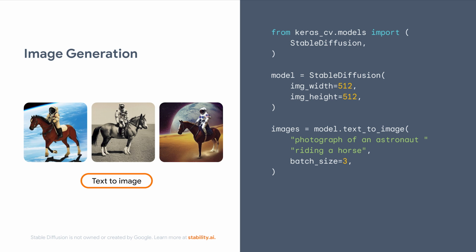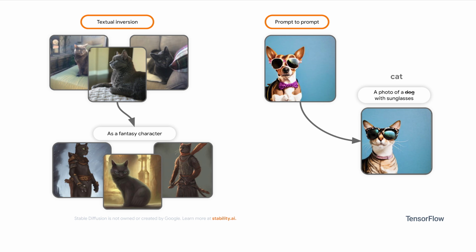Instantiate a Stable Diffusion task with a desired output image size and then call the model's text-to-image method with a prompt and number of output images. Here, we tried a photograph of an astronaut riding a horse and can't argue with the results. We're constantly adding more generative AI capabilities to KerasCV.